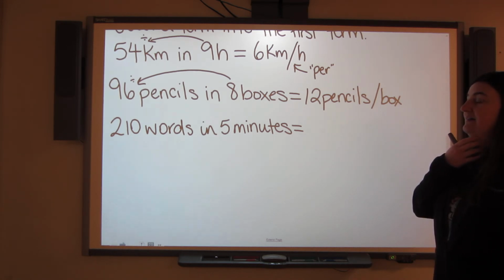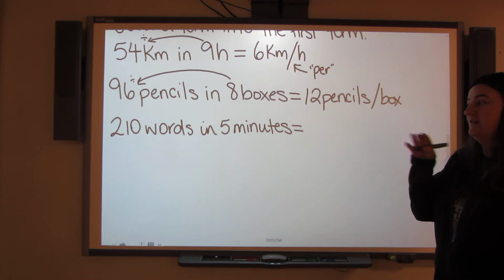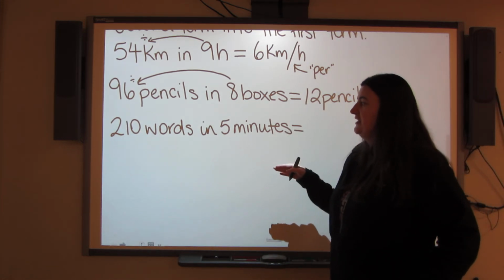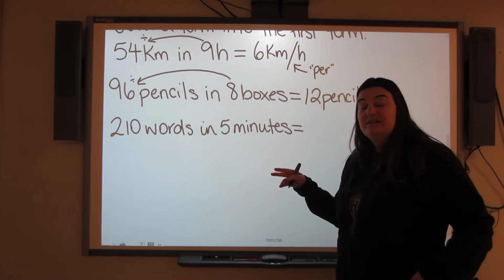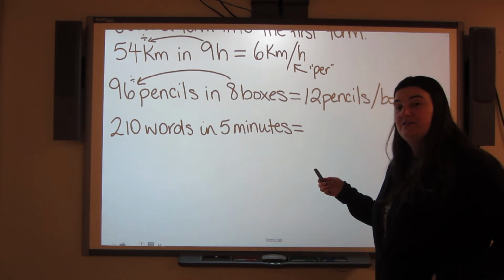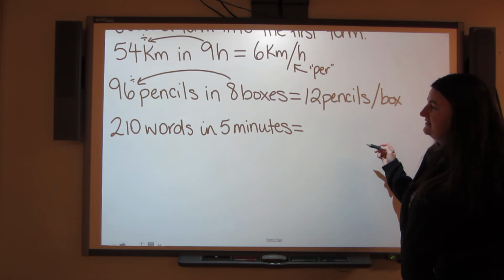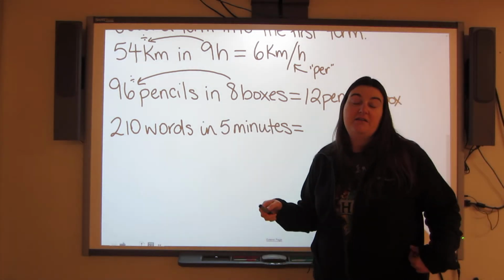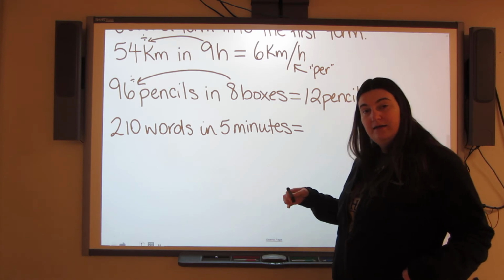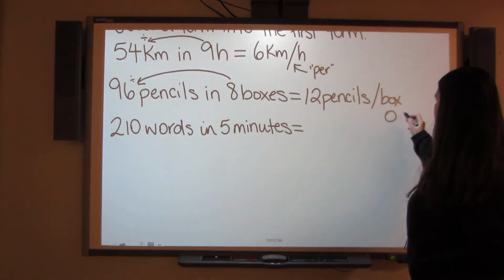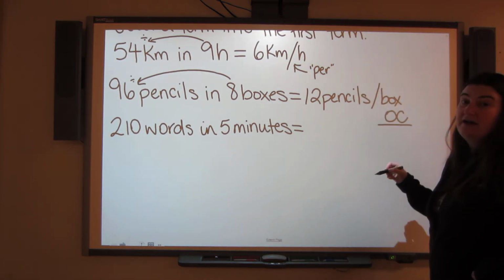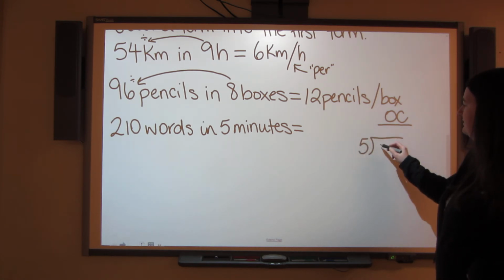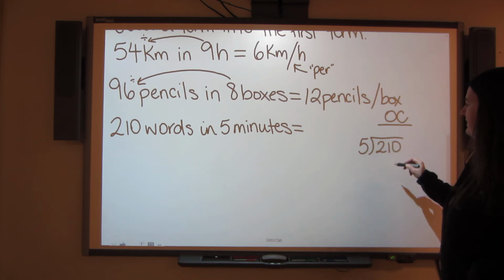If you take a look at the third example, you'll notice that we've got 210 words in 5 minutes. Sometimes you might have to do outside calculations for these. So in this case, if you don't know how many times 5 can go into 210 off the top of your head, which is fine, then let's talk a little bit about our good old friend outside calculation, where you take your 5 and you divide it into 210.